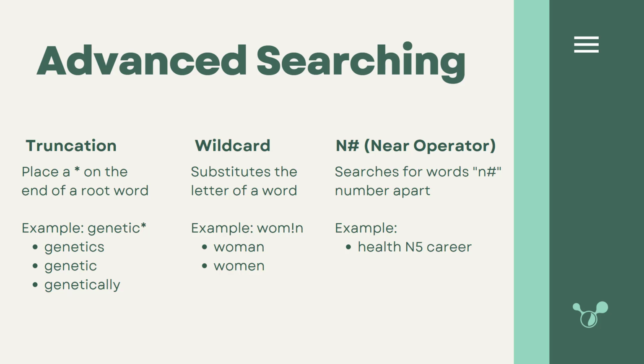Finally, the near operator, the capital N with a number symbol, will search for words a number of words apart. The number can be any number, but it is usually numbers 1 to 5. In this case, we are looking for articles that include the keyword health and include the word career 5 words after the word health. This can be used in advanced searching to find specific articles.